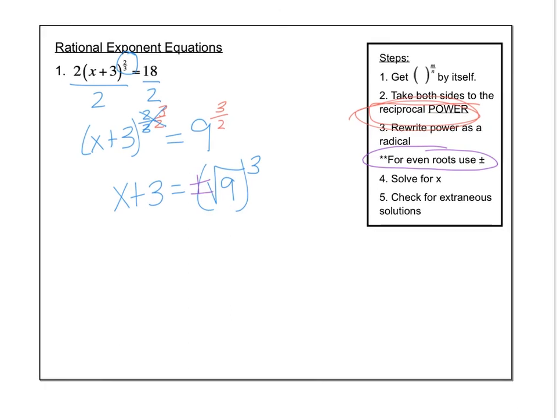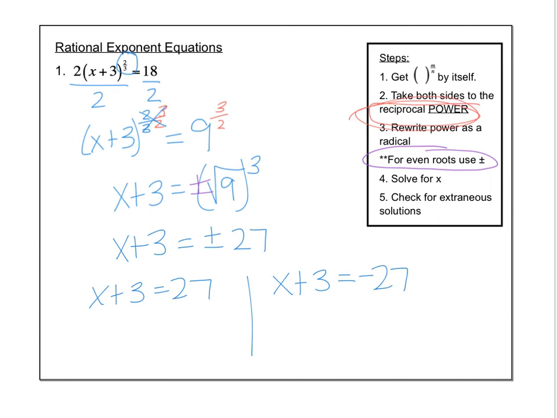So now if we simplify that radical, that is really the square root of 9, which is 3, and then 3 cubed is going to be plus or minus. You need that plus or minus sign, plus or minus 27. So then from here, we need to break apart that plus or minus sign. So I'm going to make this x plus 3 equals positive 27, and then x plus 3 equals negative 27, and we have to solve 2 separate equations. There are going to be 2 answers to this.